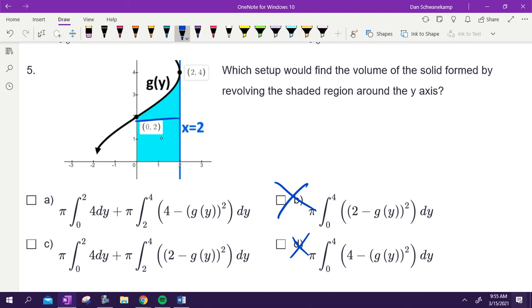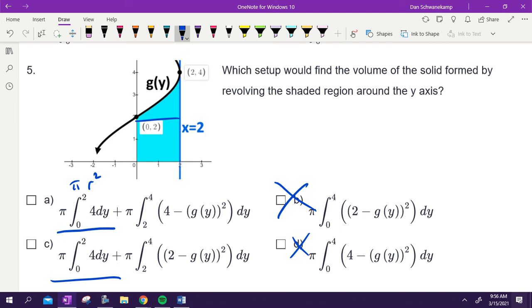So it's pi r squared. My radius is 2. That is why I have 4 dy from 0 to 2 times pi. We're going from 0 to 2. It's dy because I'm perpendicular to the y-axis.